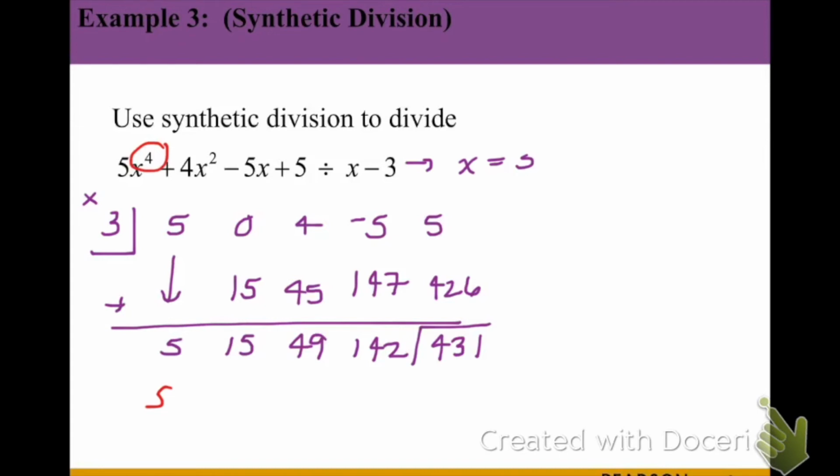So since our original polynomial was degree 4, that means the degree of our solution is going to be 1 less than that, which in this case would be x cubed. So remember that final line is the coefficients of our answer, so we can rewrite our solution as 5x cubed plus 15x squared plus 49x plus 142 plus a remainder of 431 all over x minus 3.